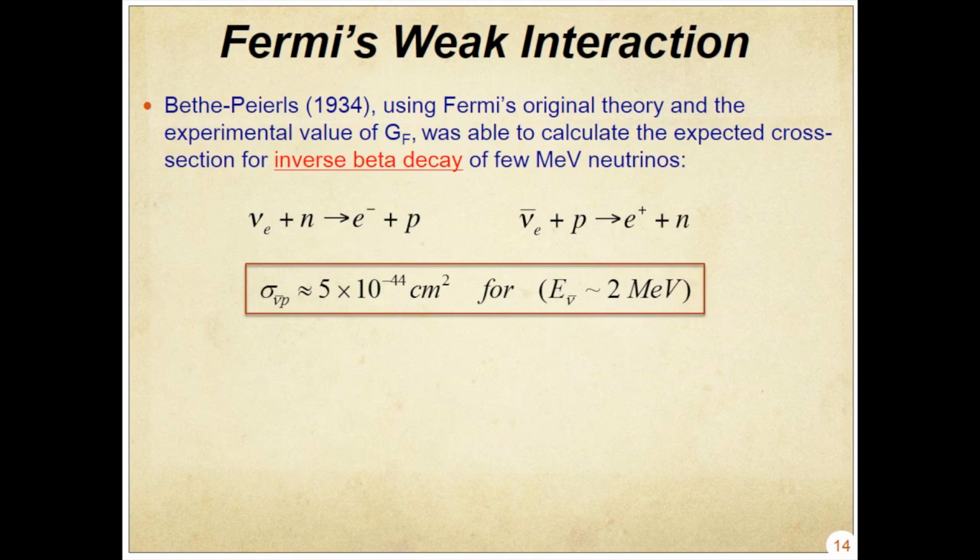Instead, the neutrino is going to come in, hit the neutron, and create the electron and proton. Right? The reverse of that interaction can happen. It can happen for antineutrinos as well. You can calculate the cross-section for this, though, and it's bad. This is 5 times 10 to the minus 44 centimeters squared.